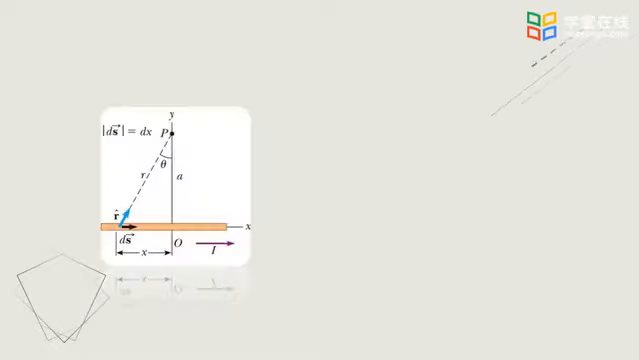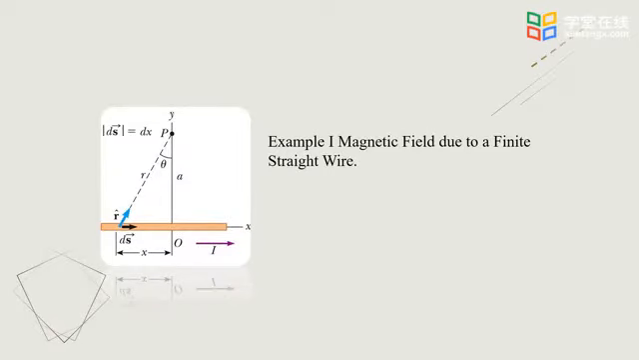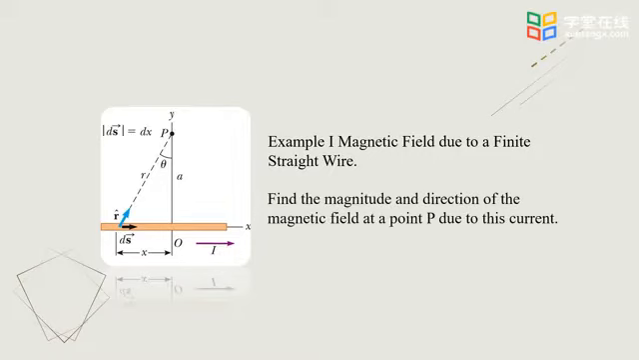We introduced the Biot-Savart Law in the last lecture. Now let me give you some examples to show how to calculate the magnetic field by applying this law. Consider a thin straight wire of a finite length carrying a steady current I. It's placed along the x-axis as shown in the figure. Please determine the magnitude and direction of the magnetic field at a point P due to this current.